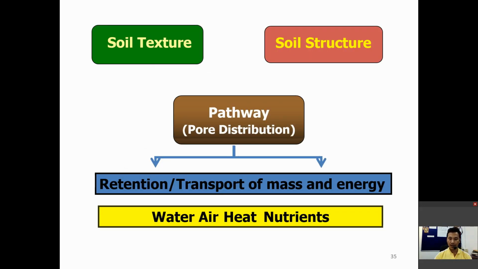Again, this is the overall picture that I would like to show you. After you know the soil texture, which is the limitation or potential of the soil itself, and you know what you can manage in terms of soil structure, you actually know the pathway or pore size distribution of the soil itself, where you can store or transport mass and energy very well in the soil system, relevant to the surroundings of the soil system, where you can have water, air, heat, or nutrients circulate in the whole system, and that gives you a really good condition for plants to grow.